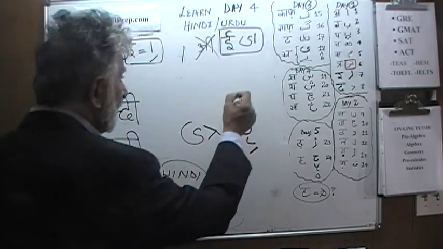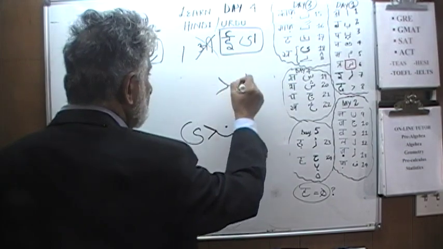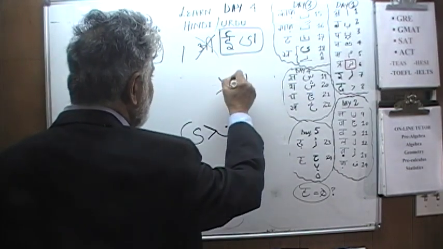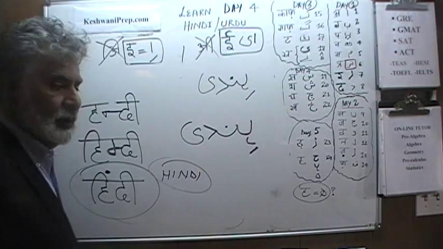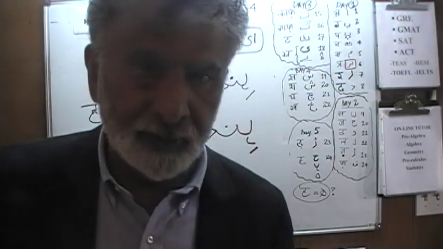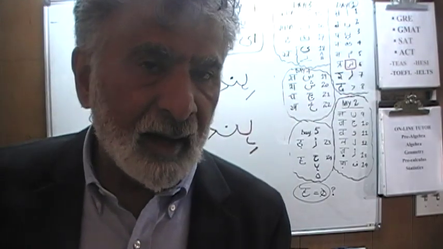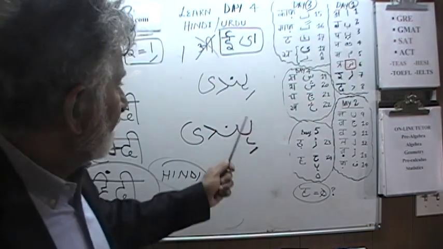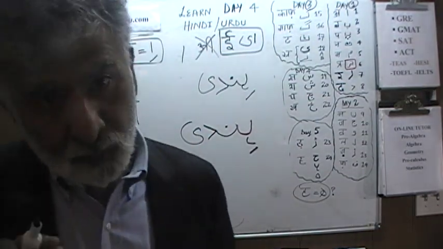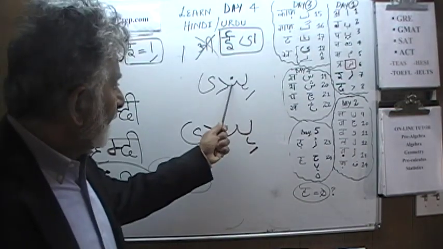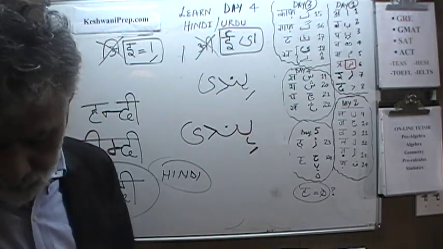In Urdu, how do you write it like this? He, na, di. In Urdu, we don't have half letters. In Hindi, they have half letters all the time. In Urdu, we do not. Even though the N is pronounced very quickly, we still have to write the whole N. Hindi. Hindi. That was it.